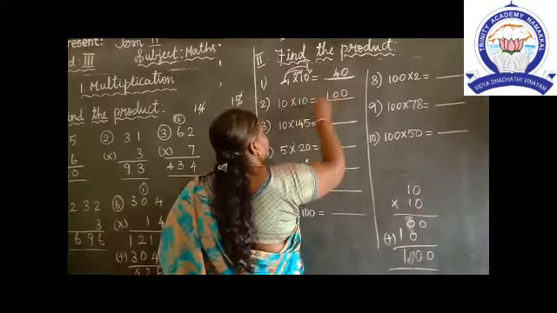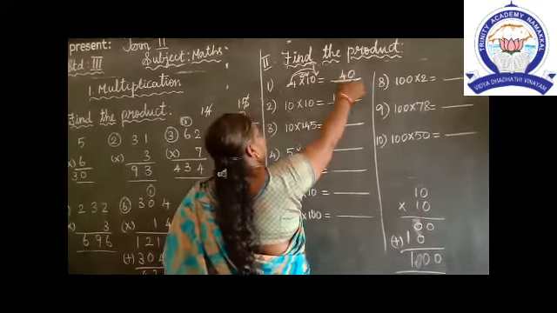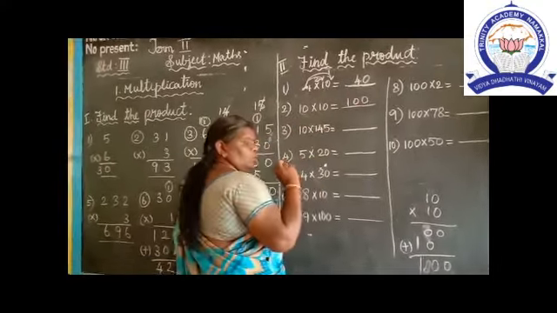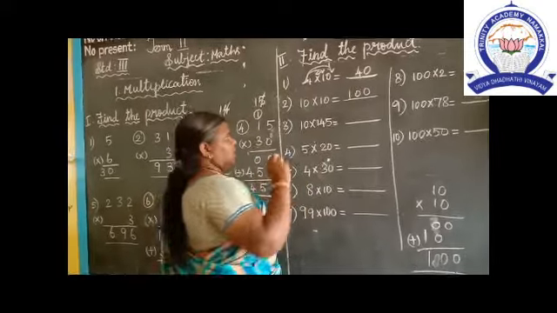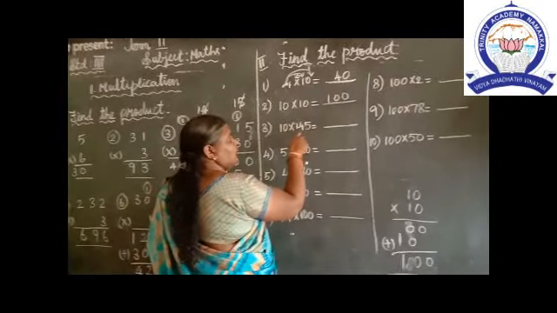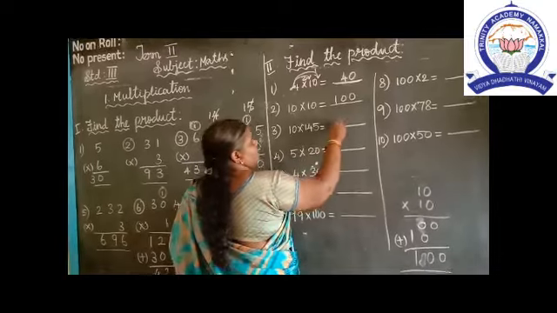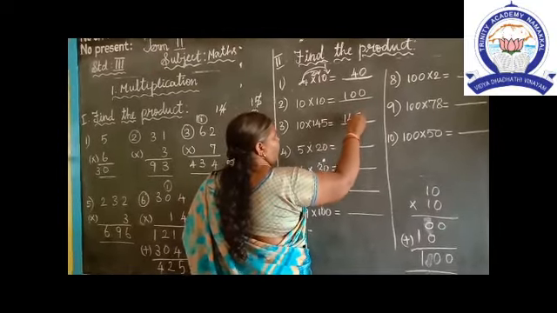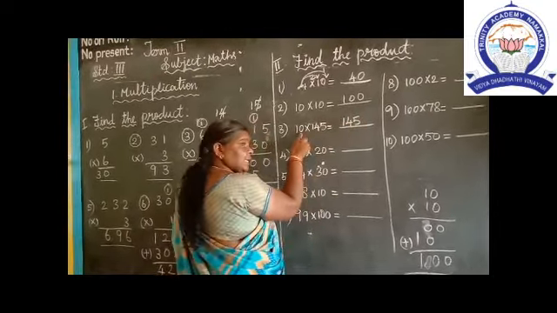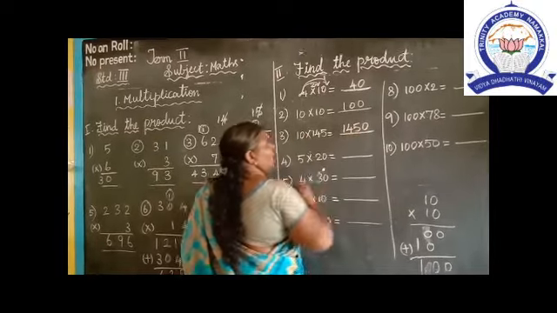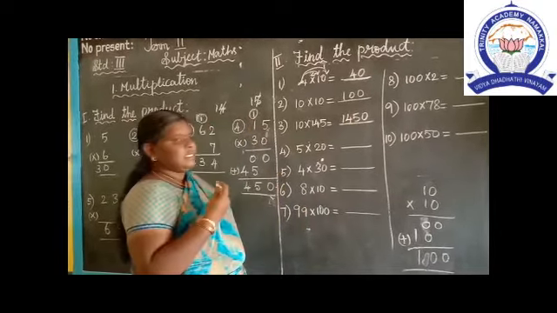Already you know the table. 10 tens are 100, 4 tens are 40. Already you know about the tables. Next, 10 into 145. I say it is easy to write the number. How many zeros are in 10? One zero. So you add one zero. This is very easy.